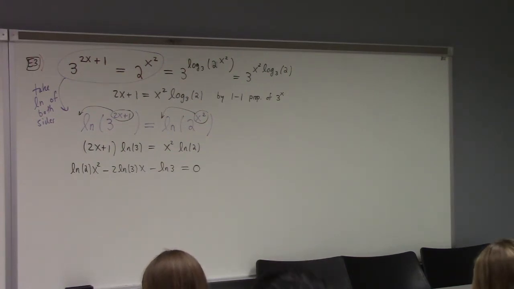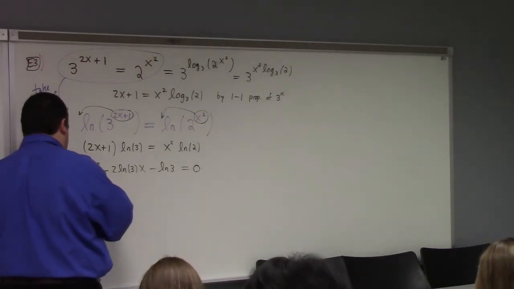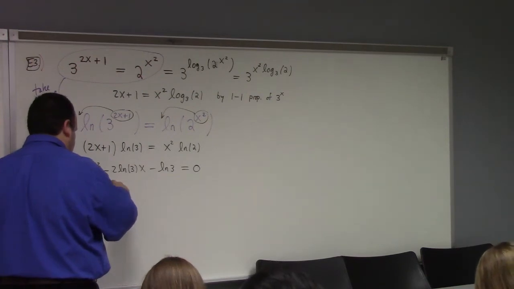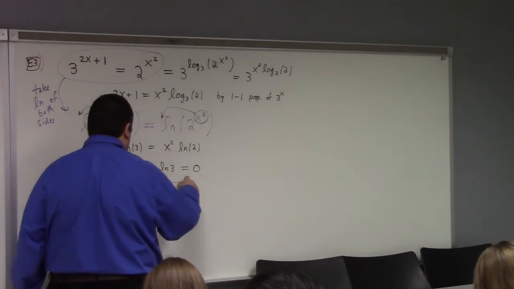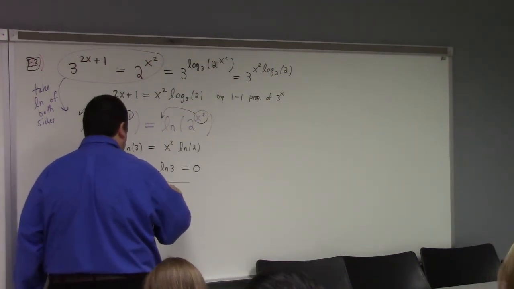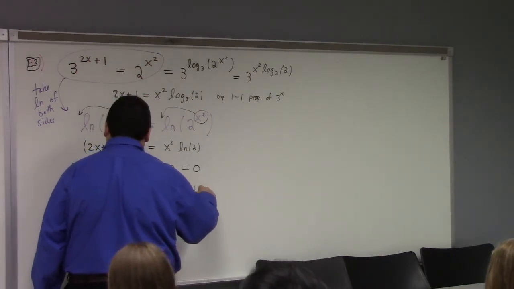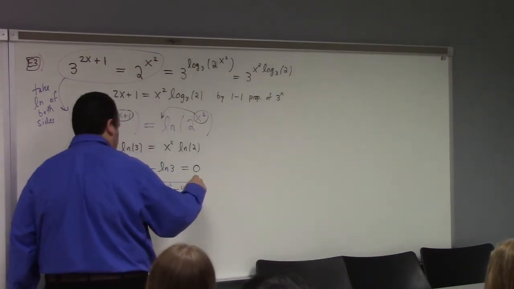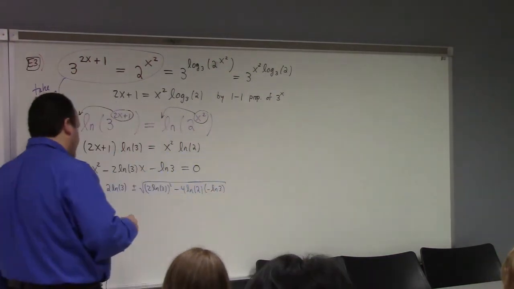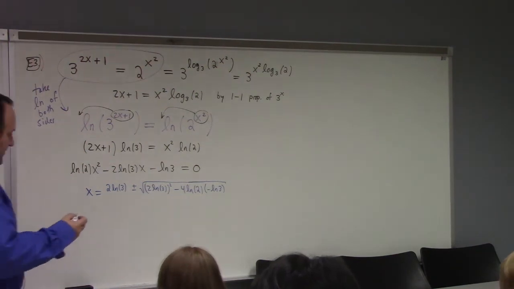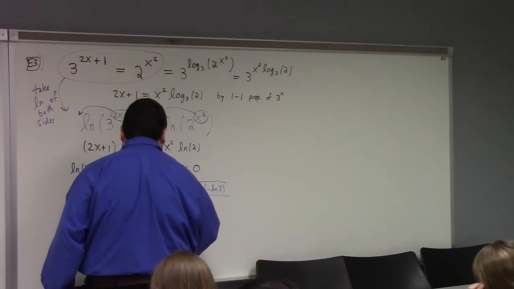All right, so this is a quadratic equation, right? It's not a terribly pretty one, but we can use the quadratic formula again to solve this. x equals 2 log 3 plus or minus the square root of (2 log 3) squared minus 4 times the log of 2 times minus the log of 3, all divided by 2 times the log of 2, right? So I'm using the quadratic formula here.